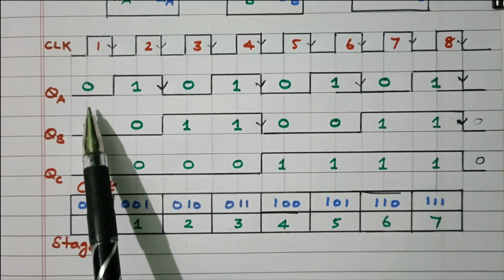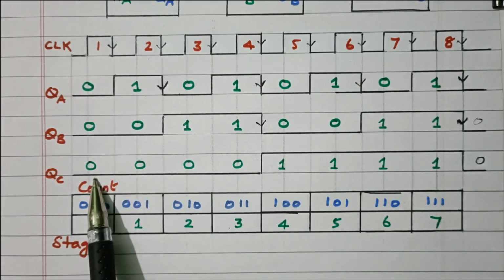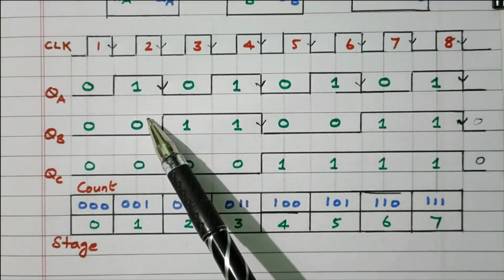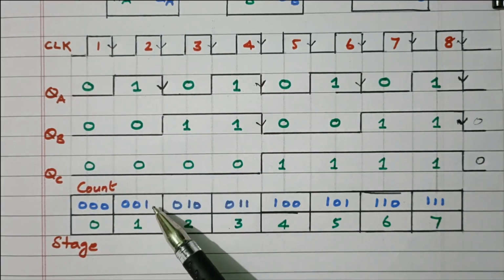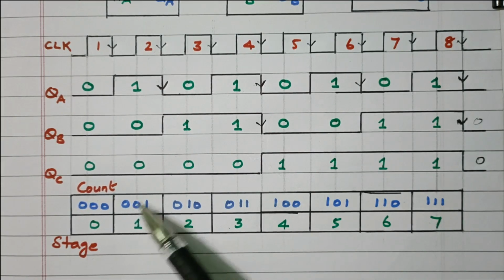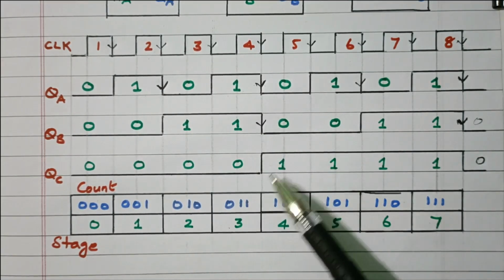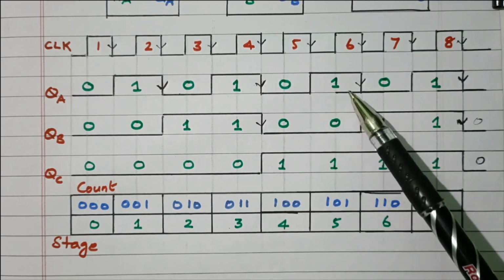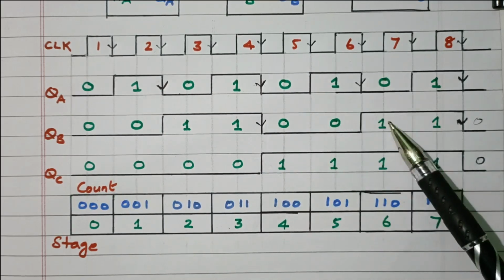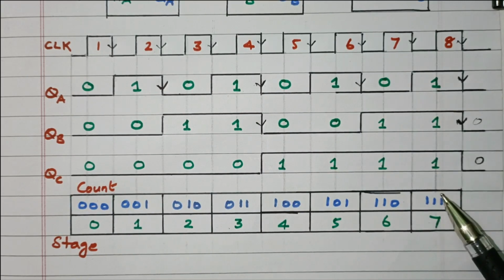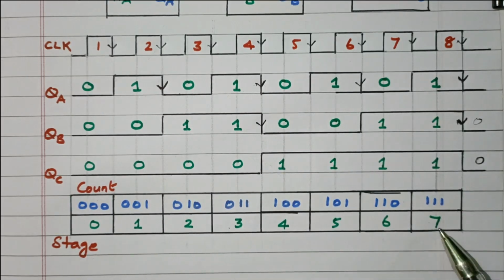Now we'll see the output of this. Initially all are 0 0 0. Then 1 0 0. I am reading from LSB. 0 1 0. 1 1 0. 0 0 1. 1 0 1. 0 1 1. 1 1 1. Right? So we are getting 8 different states, a 3-bit output. So 2 to the power 3, 8 possible outputs are available.